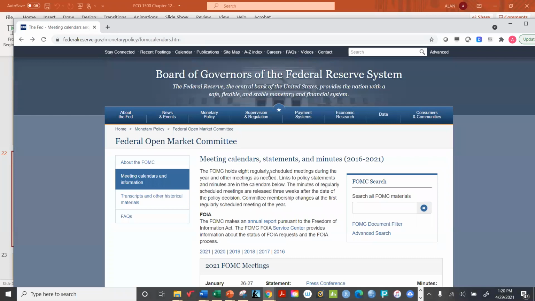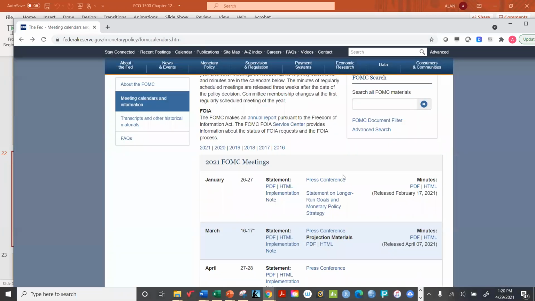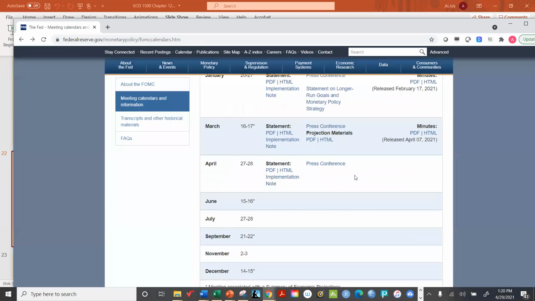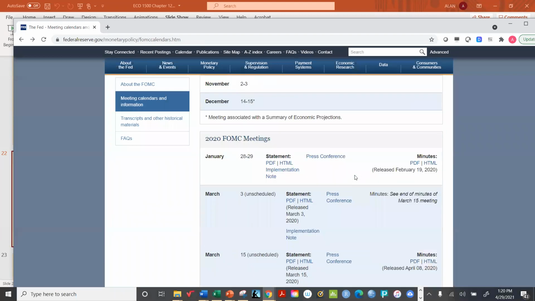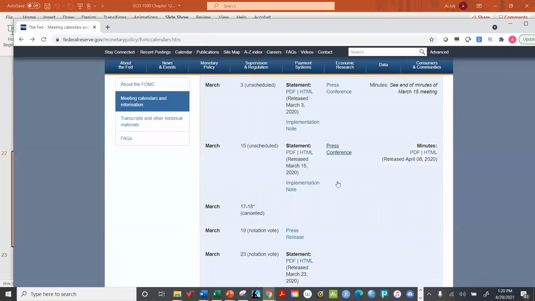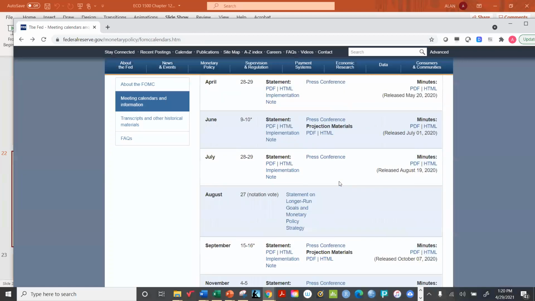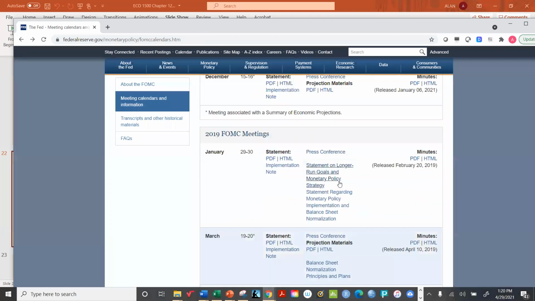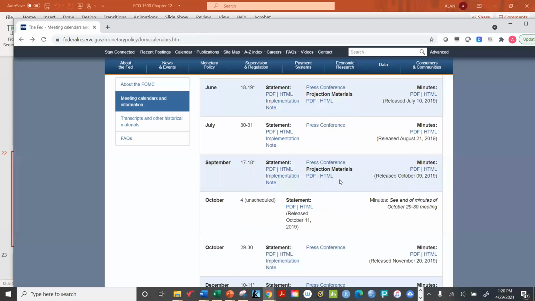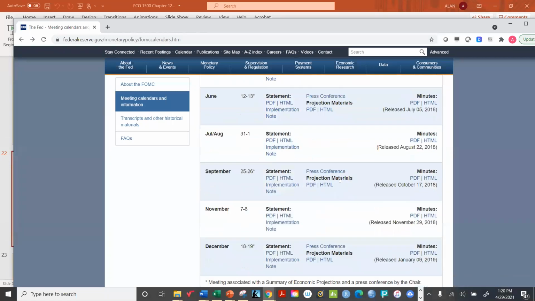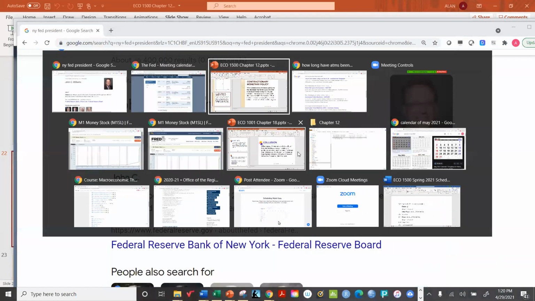So anytime you're wondering what's going on with monetary policy, you can come right back here to this website and everything is right there. They're very good about making all this information available to the public. And if you want to look at the older ones, they're all here too. You never know. Okay, so anyway, that's that.